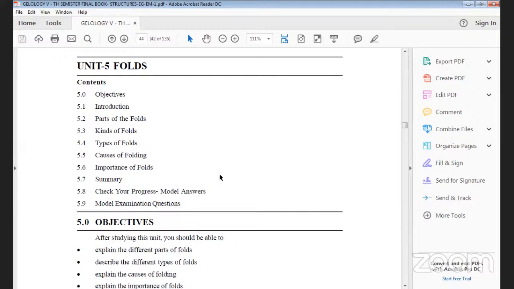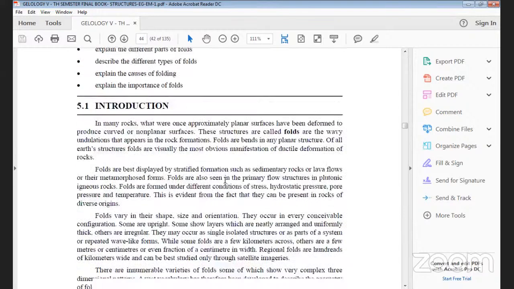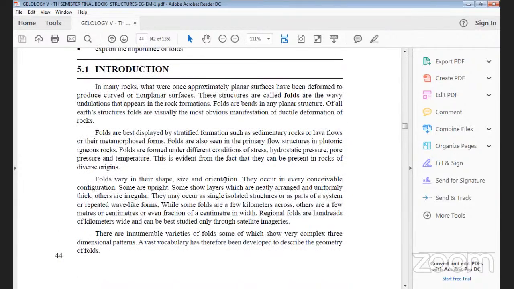Now we come to the poles. In many rocks, we are dealing with planes or surfaces that have been deformed to produce a curve.